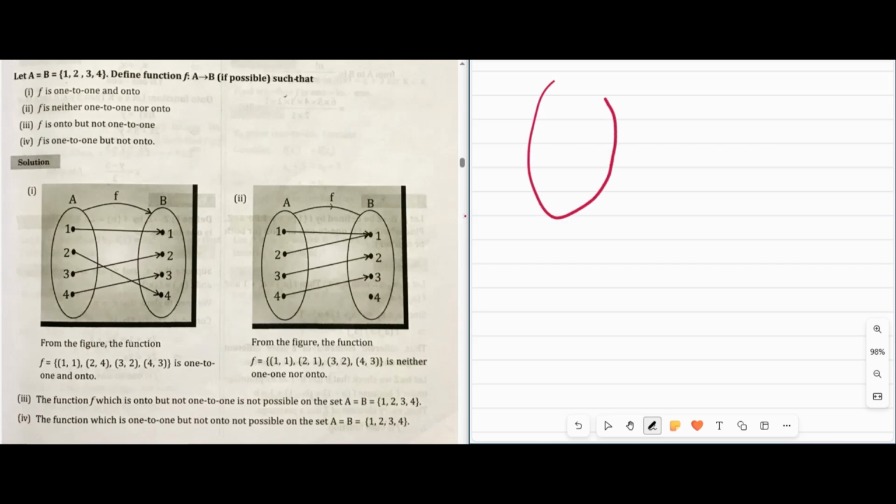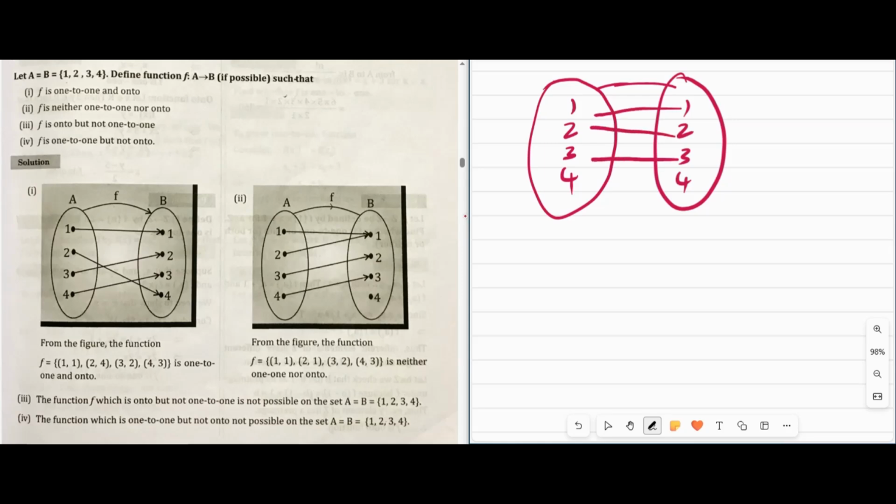That will be 1, 2, 3, 4. 1, 2, 3, 4. It is 1-1 but not onto. So that means every element of the codomain will have one pre-image, but there is one extra element, 5, which is having no image in the codomain.